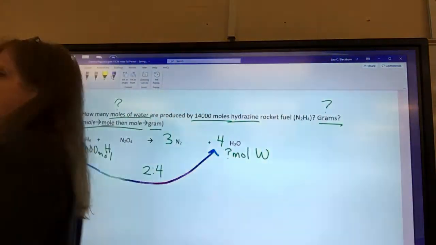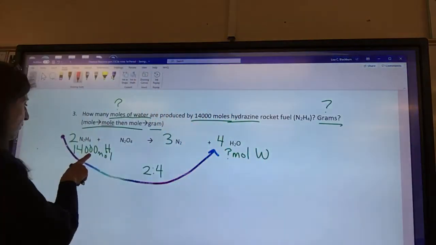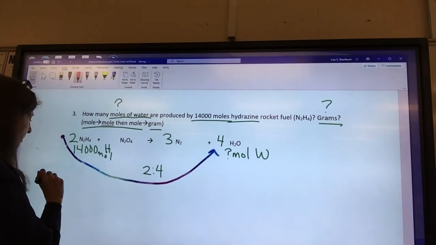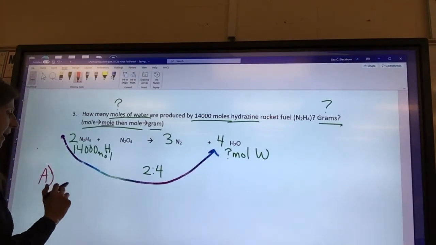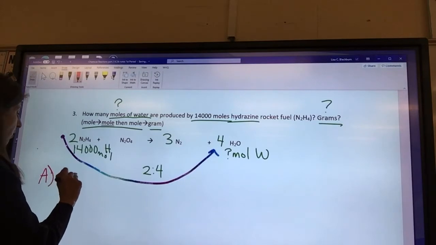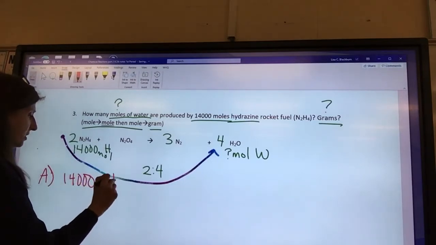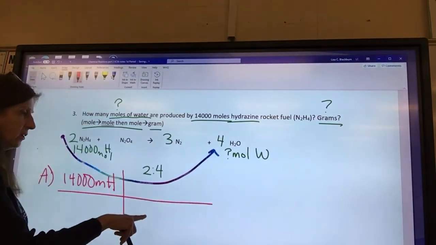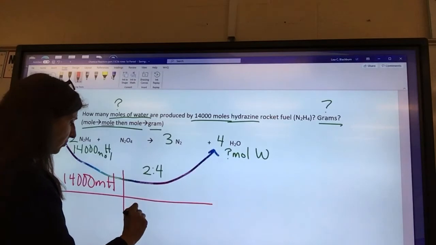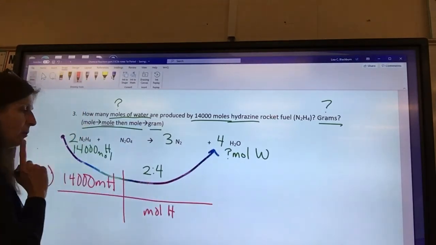All right, so now what do we do? Write what we know. And that's our 1,400 moles of H. So we have two parts of this problem, part A and B. So this is part A. 1,400 moles of H. What goes on the bottom down here? Moles of H. What goes on top?